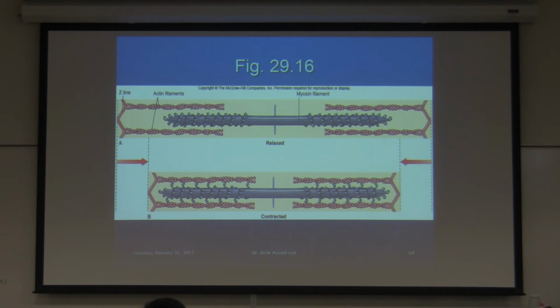Does it make sense? A little bit. If it does not make any sense, if you look at this, the Z line to Z line is shorter during contracted muscle. The A band does not matter. It's the same size, stays the same, does not change. This is all length.